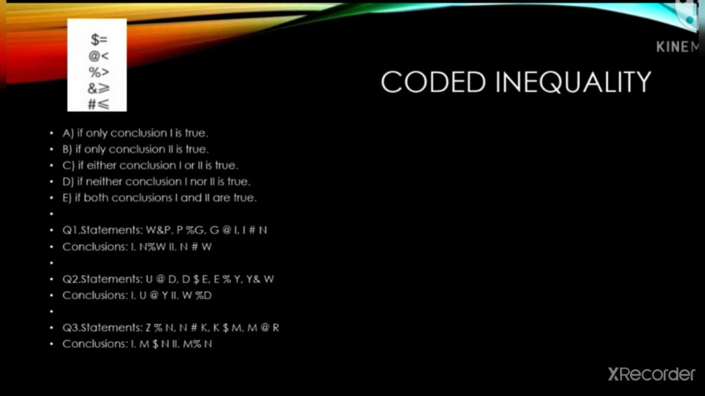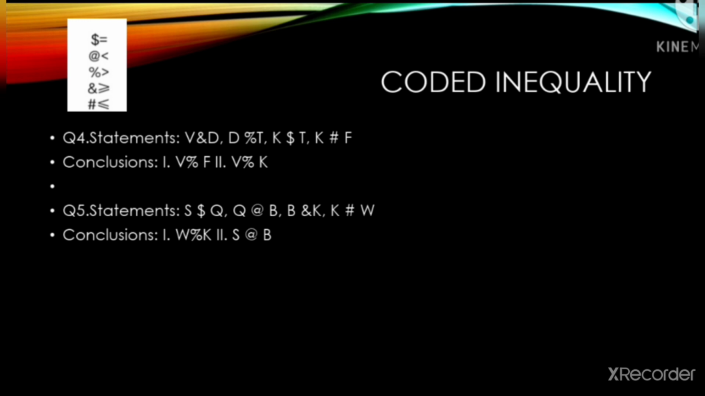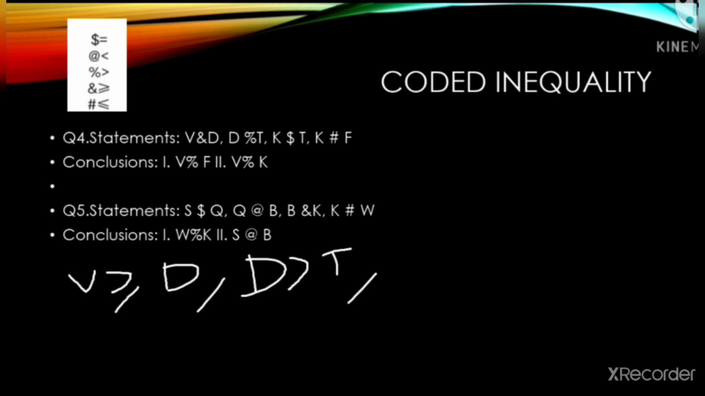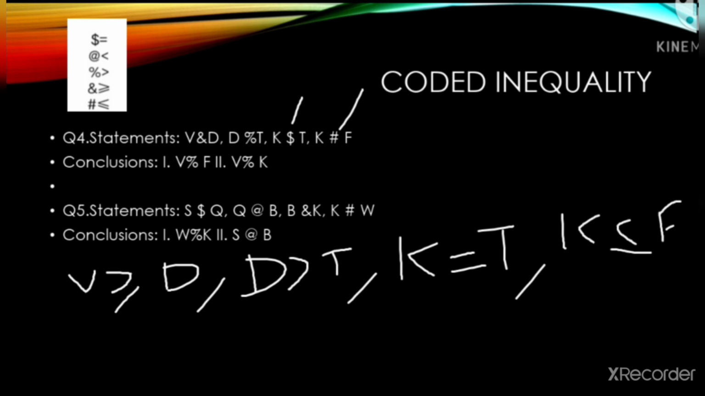So the next one is the fourth question. See guys, v and d. So and symbol is greater than or equal to d. Next is d percent t. Percent denotes greater than, so d is greater than t. Then $t, and dollar stands for equal to, k is equal to t, and then k hashtag f means k is smaller than or equal to f. Fine. We have decoded all the symbols.